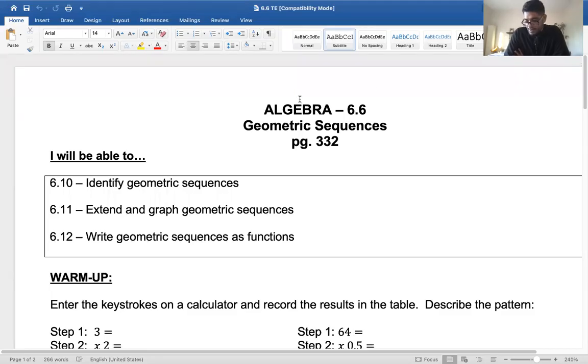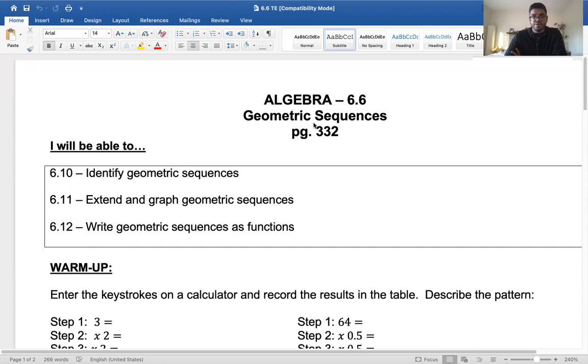All right, everybody. In this video, we're going to go over the 6.6 notes, which is on geometric sequences. We're going to do a couple things. We want to identify what a geometric sequence is. We want to extend some geometric sequences and graph them, and see what they look like. And the last one is to write geometric sequences as functions. So how do we write them? That's the idea for today.